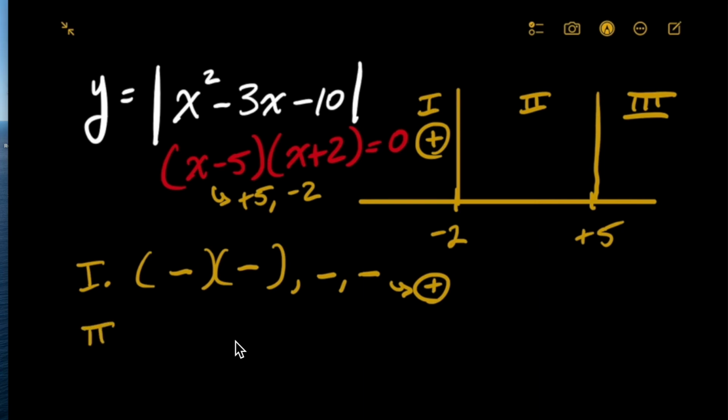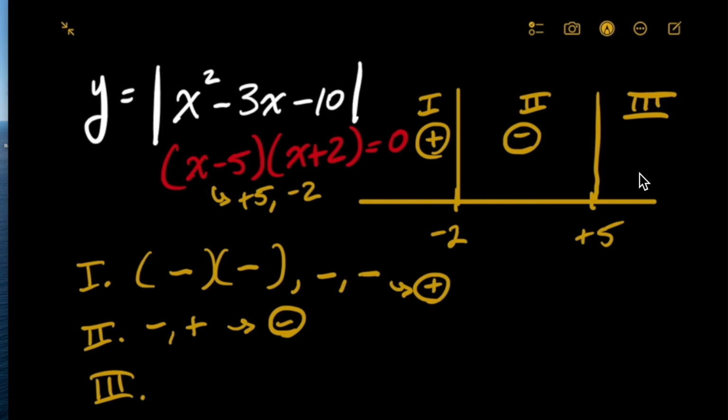In zone 2, I'm going to choose a number between -2 and +5. I'm going to choose 0. If I plug in 0 for x, another way to do that is just to put my finger over the x to eliminate it. We see we have a negative value in the first factor. And if I put a 0 here by covering the x with my finger, we're going to have a positive value. Because the number of negative signs is odd, we're going to get a negative total result for the function. Let me put a negative there in zone 2.